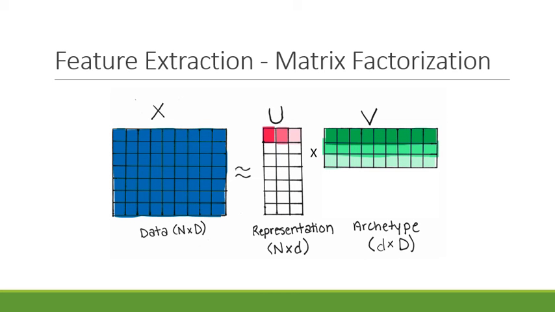For feature extraction, we need to think about matrices and matrix factorization. If you recall, data in the form of an n by d grid X, or a matrix of size n by d, can be a product of two smaller matrices, U and V. Our data can be factored into a representation multiplied by some archetypes. So U and V are the forms used to reconstruct the data.